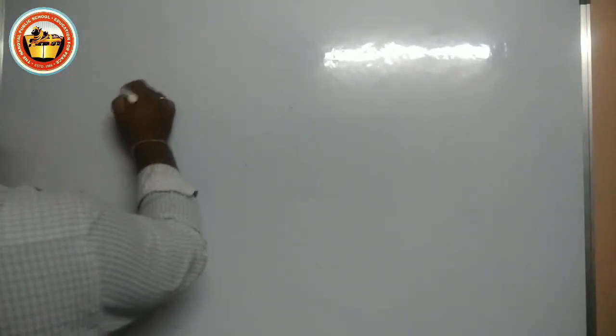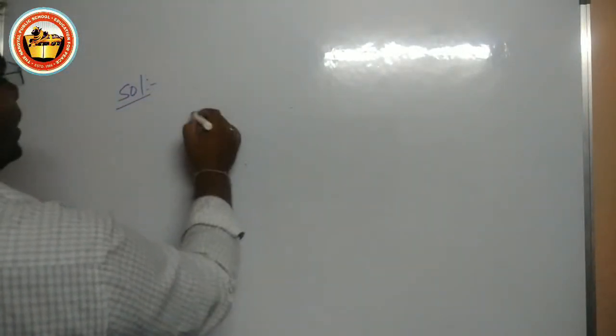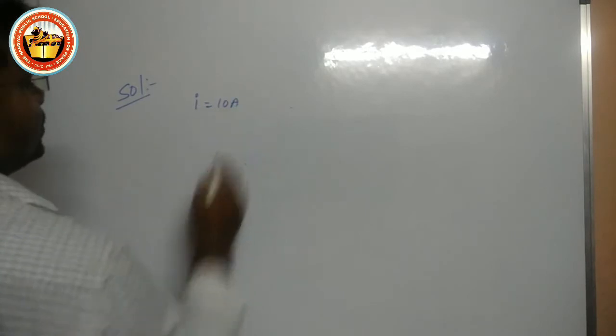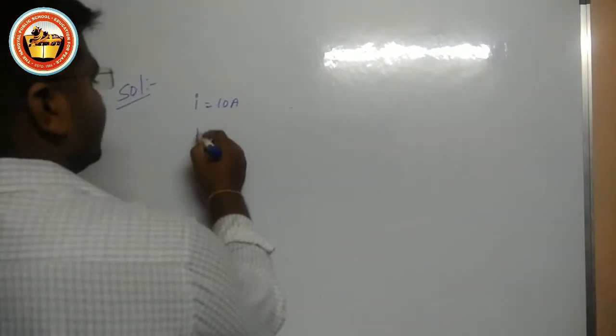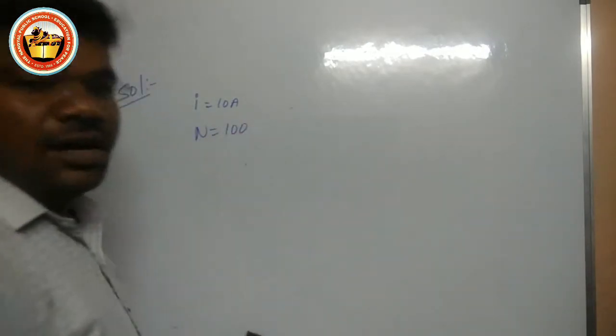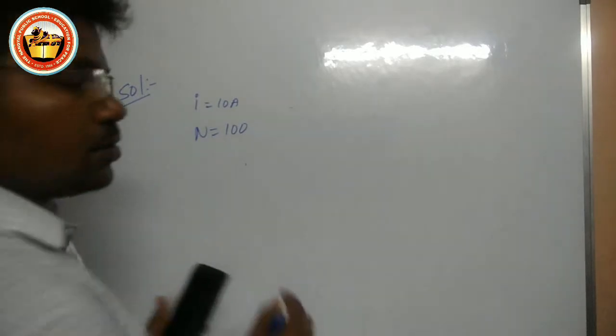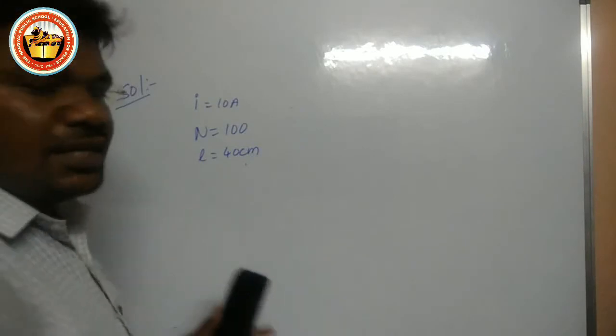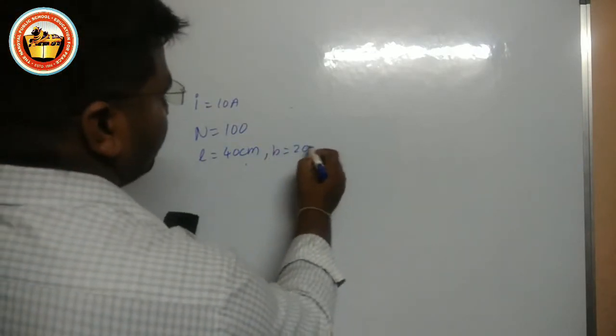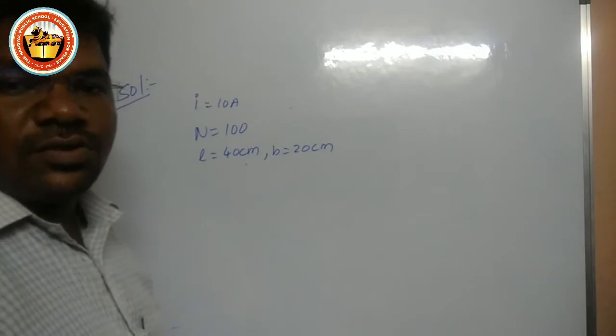Coming to the problem. Here in this problem, the given current I is equal to 10 amperes. Number of turns is equal to 100. And length is equal to 40 centimeter. And breadth B is equal to 20 centimeters.